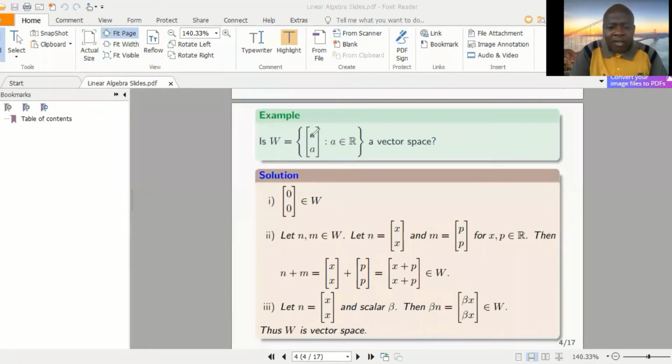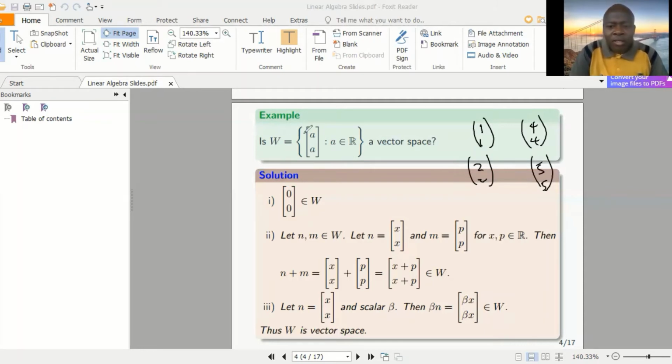So what are some of the elements here? Some of the vectors in W are like 1, 1. These are vectors in W, 2, 2. So the elements must be the same. 4, 4 is another example of a vector in this set, and 5, 5. So long as the elements are A, A, and so on. These are the types of vectors you find in this set.